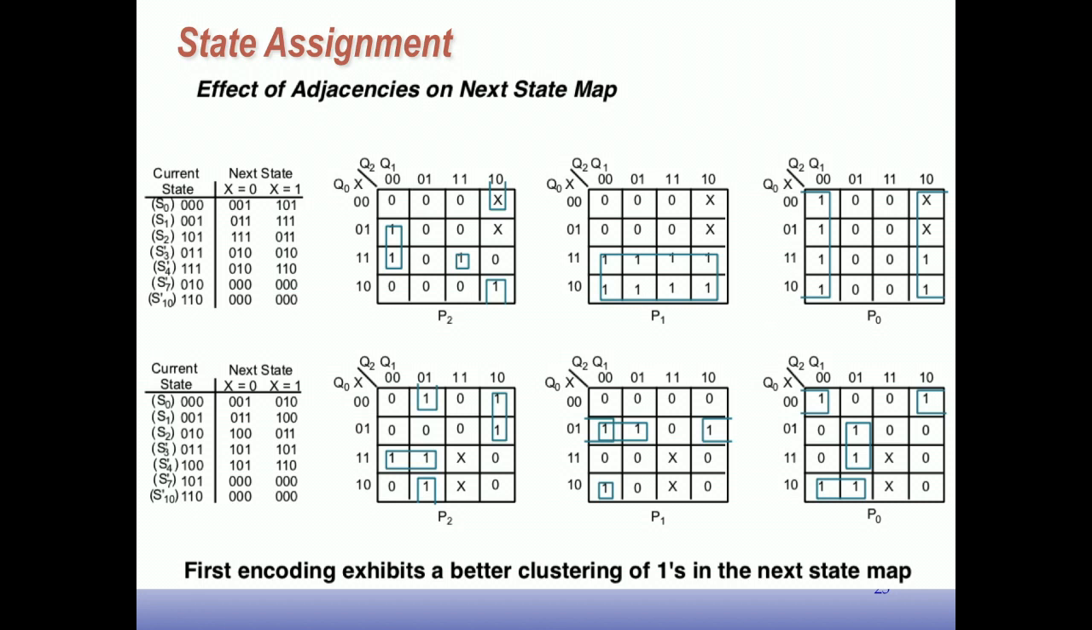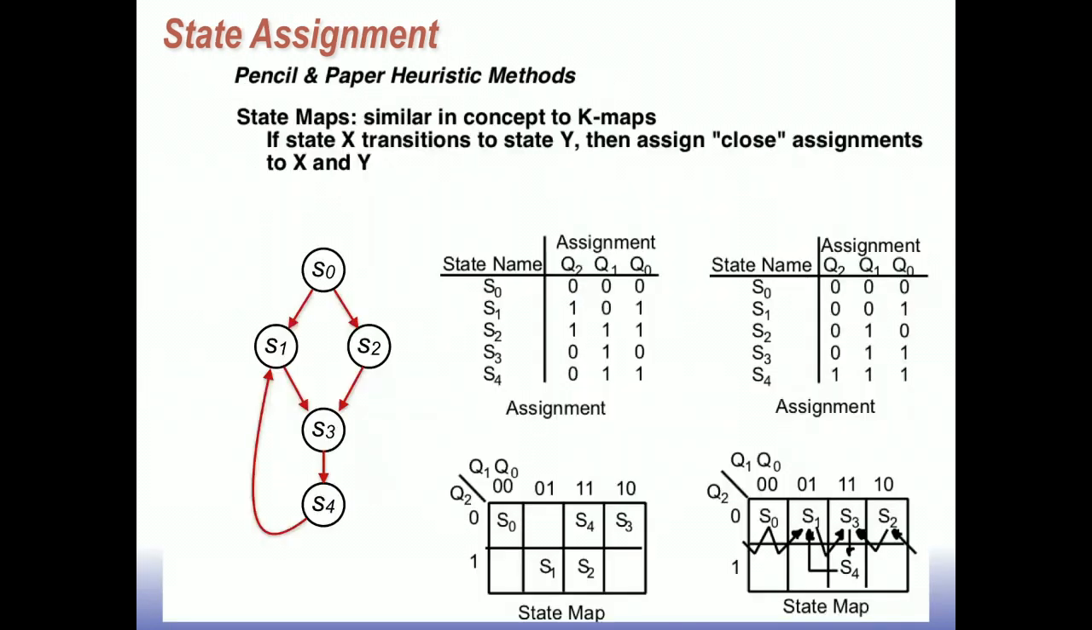Well, there are other heuristics we can use too that will help guide us if we don't want to go through a brute force technique. I don't know that there's any optimal algorithm for doing this. People have written papers on this, and they all come down to heuristics, because I'm pretty sure this is another one of those exponentially complex or NP-complete type problems. So I'm going to show you some heuristics that people use. They're paper and pencil heuristic methods, and you'll see they look intuitive and are kind of similar to K-maps.